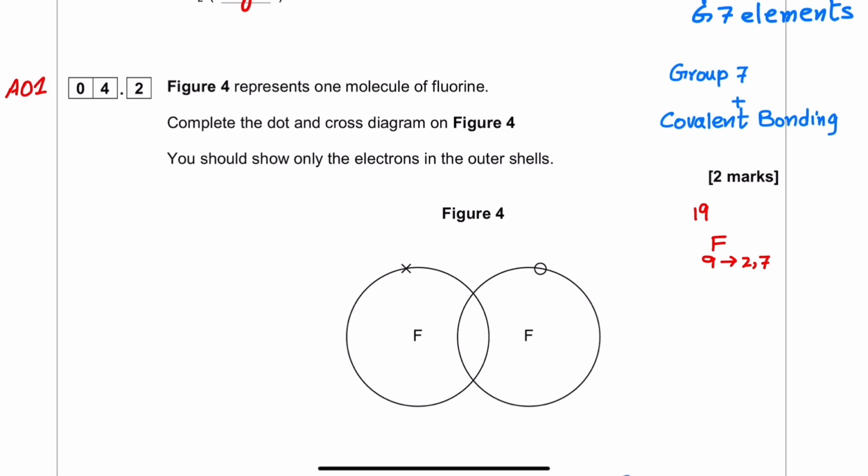If this fluorine shares one electron and the other fluorine shares one electron, they have one shared pair of electrons. Out of 7, 1 electron is used by each fluorine in sharing and making the covalent bond. So the number of electrons left behind are 1, 2, 3, 4, 5, 6, and the shared ones are 7 and 8.